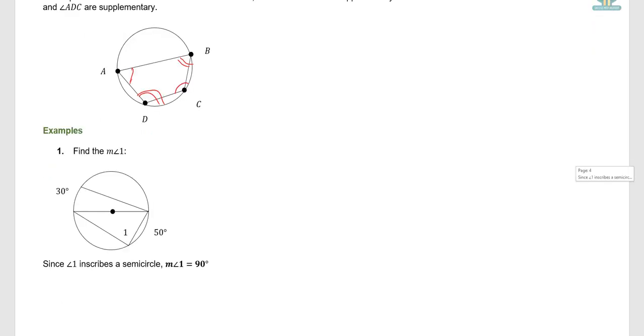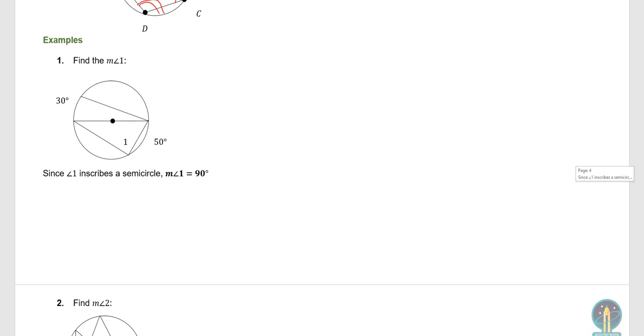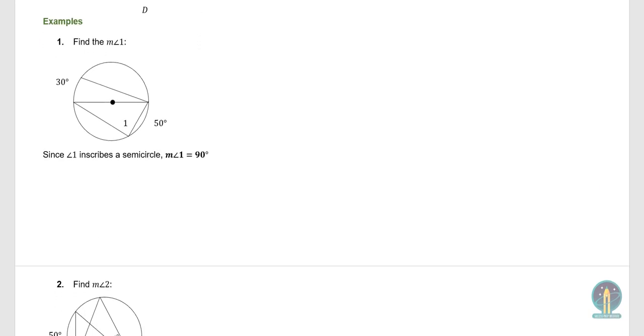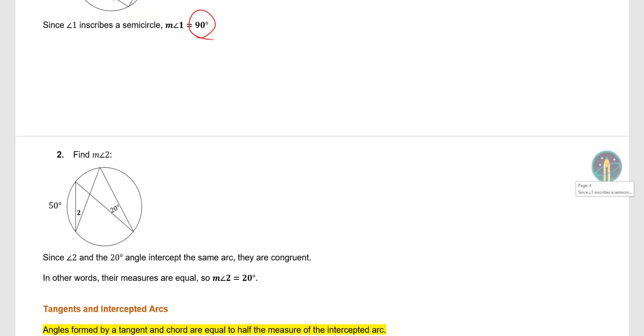Let's look at some examples. Find the measure of angle 1 in this circle. Since angle 1 inscribes a semicircle, how do we know that? Well, because this is the diameter. It goes through the center, so this has to be a semicircle. Therefore, the measure of angle 1 has to be 90 degrees. So it has to be a right angle, since it inscribes a semicircle.